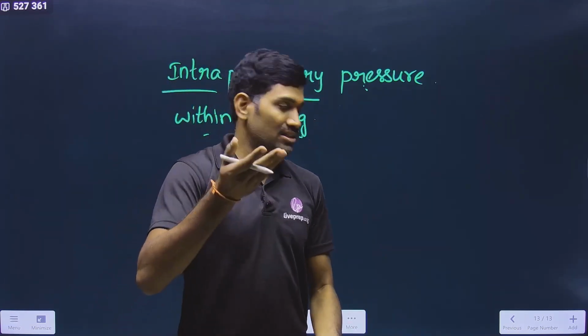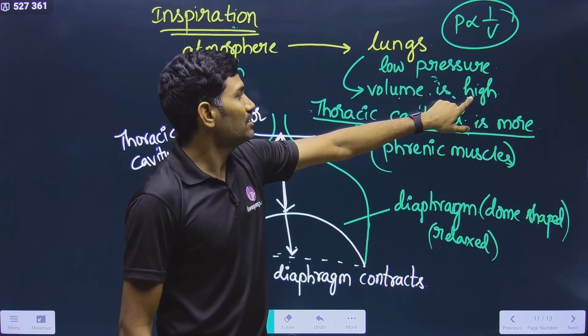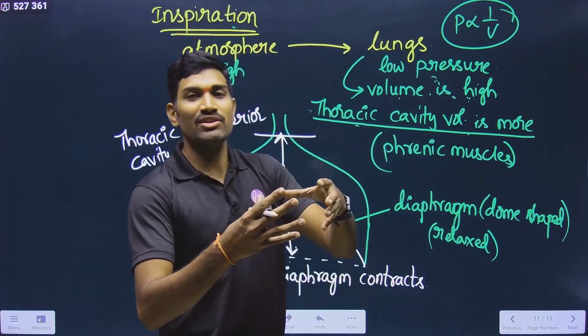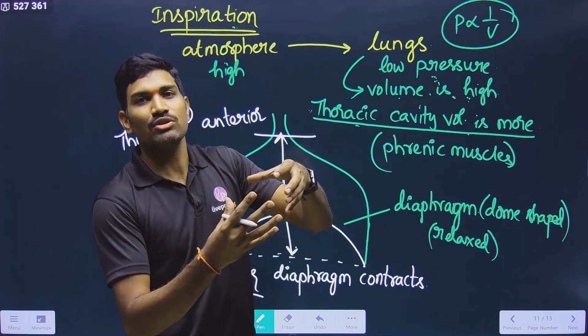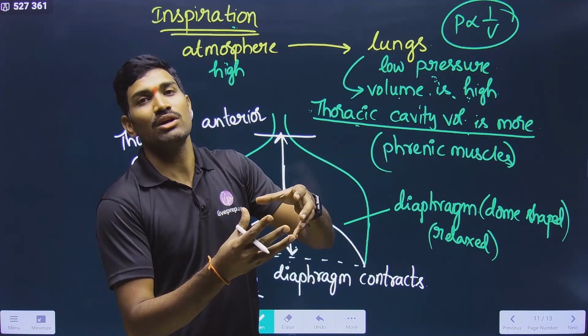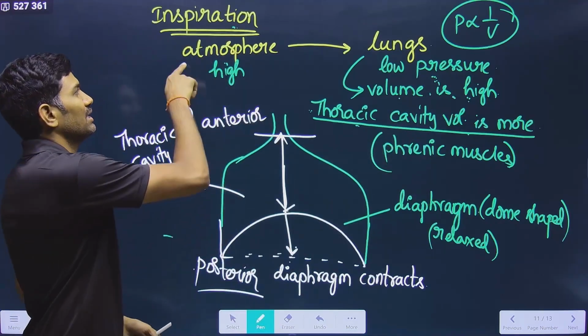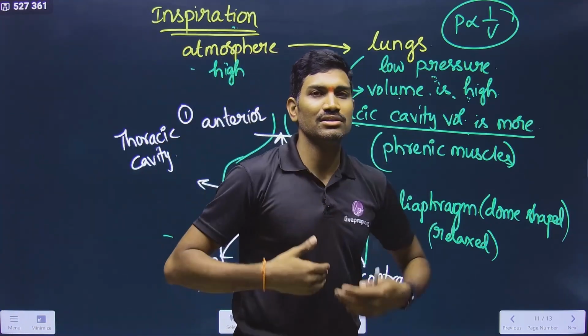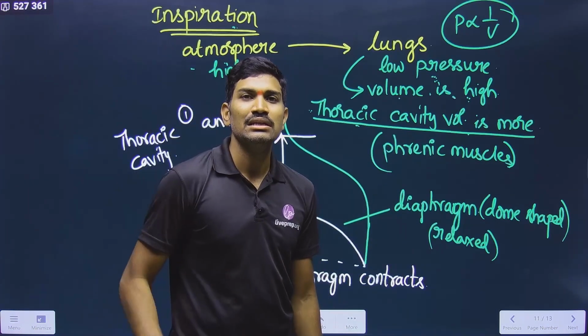Volume increases. Volume increases means what? Pressure decreases. Sorry, here we are increasing the volume of the thoracic cavity, right? Volume increases means pressure decreases. Pressure decreases means what? Automatically, air from the atmosphere will come into the lungs through the respiratory system. This is what inspiration is.